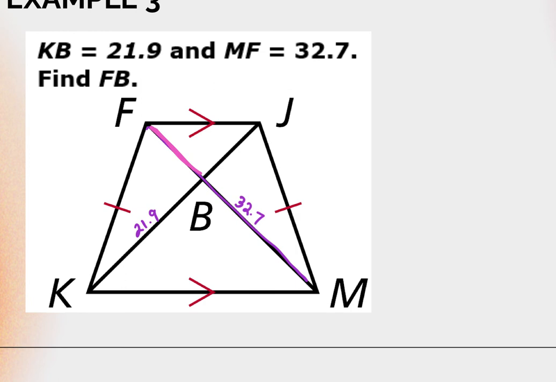So this whole thing is 32.7. Divide by 3? Nope. Isn't it 32.7 minus 21.9? Why? Because the diagonals are equal. Good. So I could go that way, or you could go this way, right? Those are equal, so that whole thing is 32.7, which means both of these little parts are the same. So 32.7 minus 21.9.